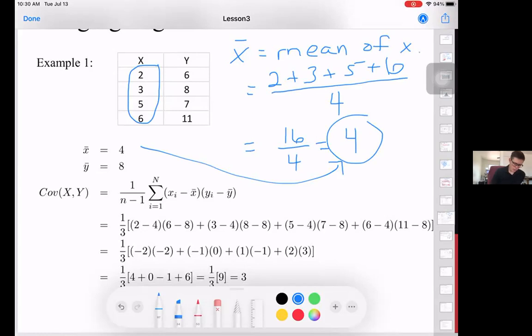So whenever we have an X bar or a Y bar, X bar equals the mean of X. Y bar equals the mean of Y.